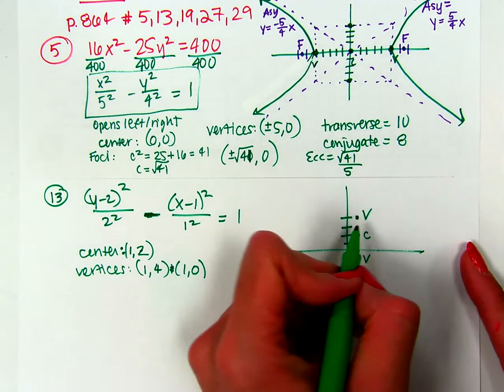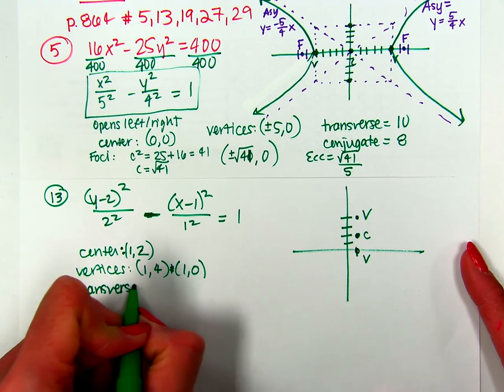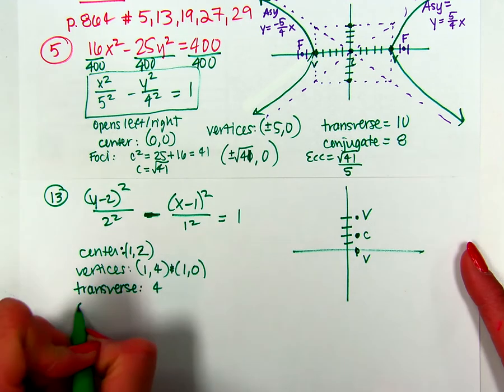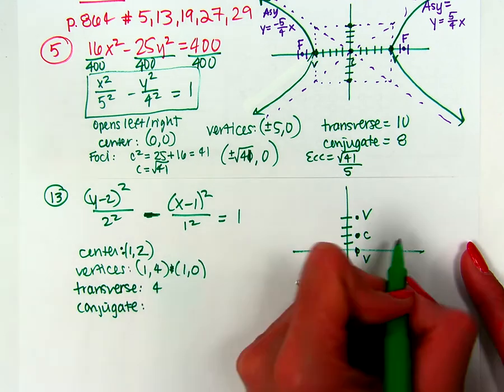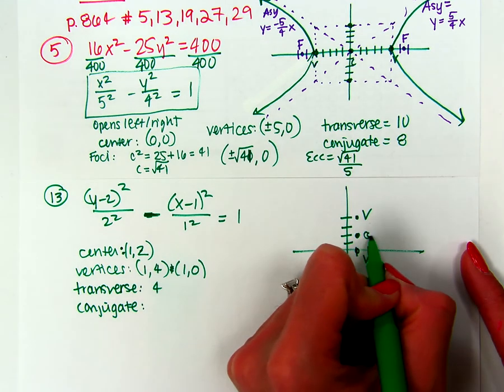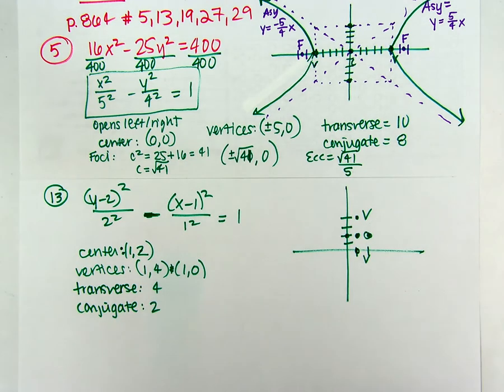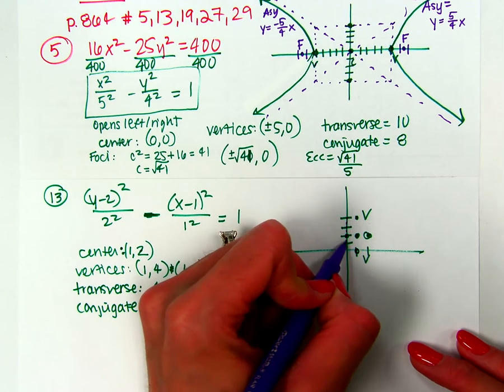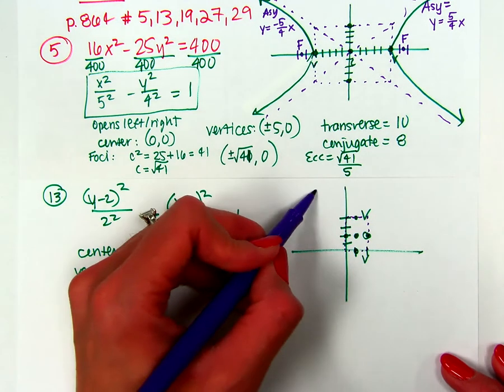All right, my transverse axis, you can count the units, that's 4 units. My conjugate axis, I have to go 1 unit in each direction, so that is 2 units long. All right, now that I have those 4 points, remember if it was an ellipse, you just make an elliptical shape out of that, but here we're going to make our box. And then we've got our asymptotes.